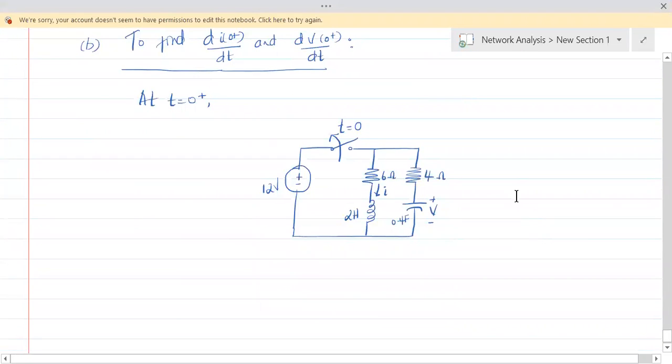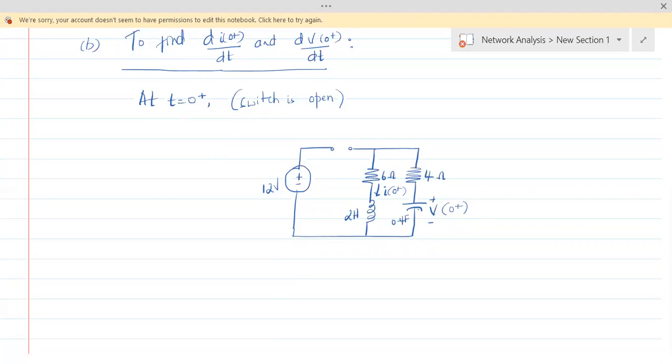What is going to happen at t equal to 0 plus? What we should do? At t equal to 0 plus, this is open, mind you. What is flowing? I of 0 plus is flowing here, and V of 0 plus is dropping here. So this is the circuit diagram at t equal to 0 plus. Switch is open. You should understand. With switch open, I of 0 plus is flowing here and V of 0 plus is dropping across this. So can you find out I of 0 plus and V of 0 plus now? Sorry, that has been found out.